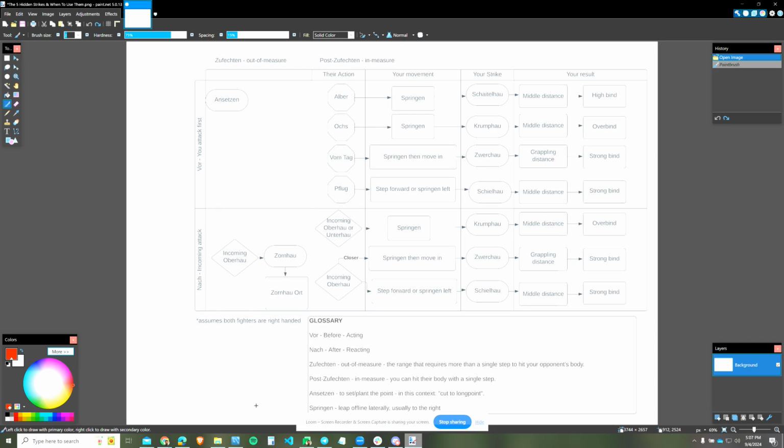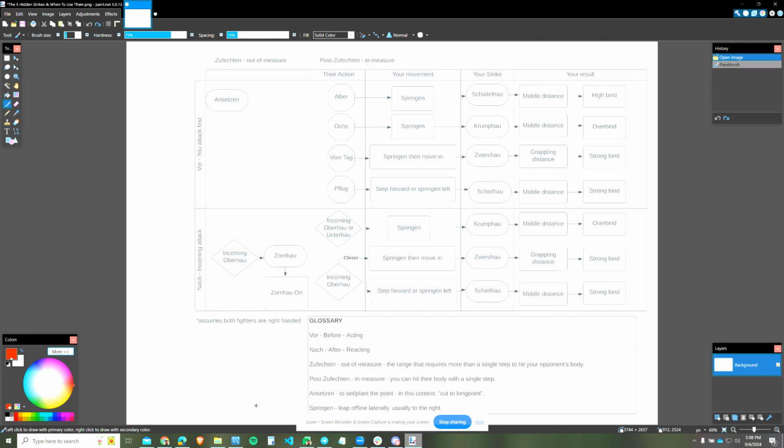For example, with a Zwerchhau against Vom Tag, you would leap offline and in. That's a specific feature of Zwerchhau. You can use that footwork with other techniques, but I'm just generalizing here to make it more understandable. There is a lot of nuance.